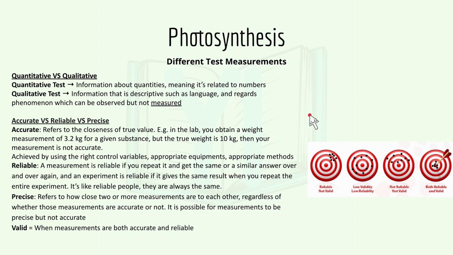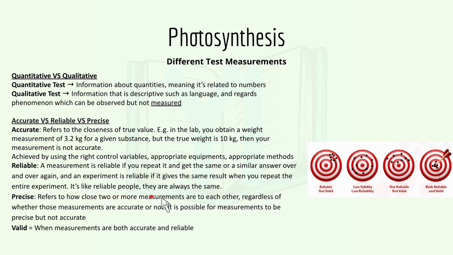So here are different test measurements. For quantitative versus qualitative, a quantitative test gives information about quantity, as the name suggests. A qualitative test gives information that is descriptive, such as language regarding phenomena which can be observed but not measured. And here's accurate versus reliable versus precise, which you can read.